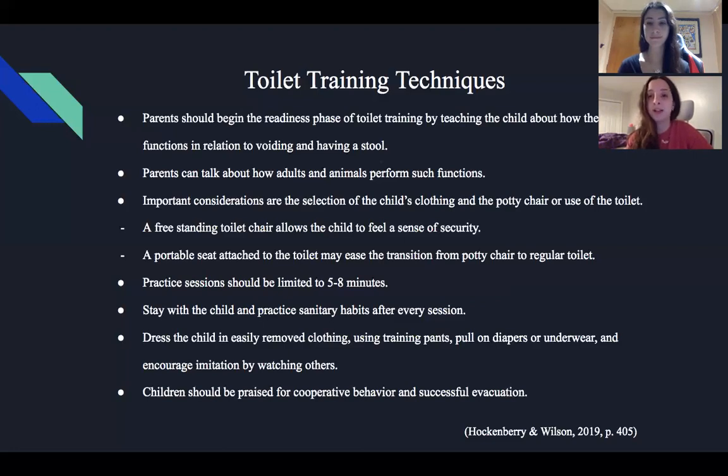So by telling the child good job, giving them rewards such as stickers each time they go to the bathroom successfully, or telling them that they're going to get a reward if they make it to the toilet in time.